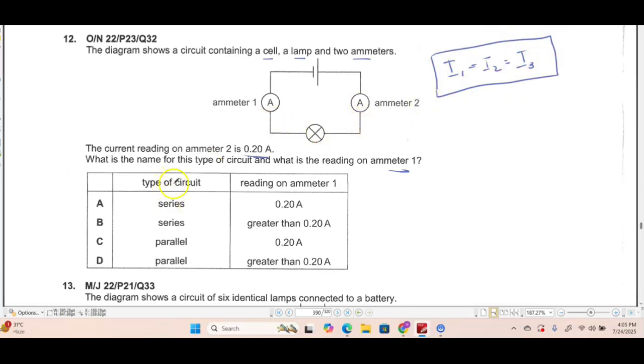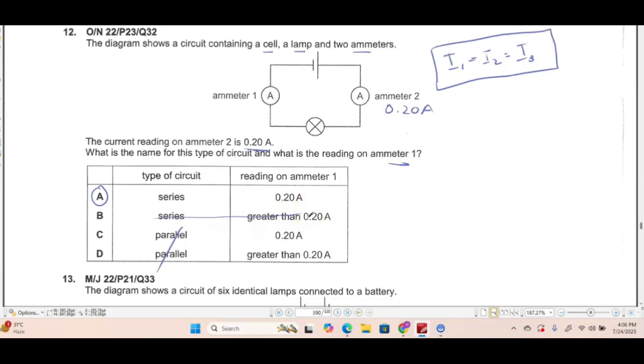So, first of all, we had to identify what kind of circuit it is. So, it's a series circuit. So, parallel circuit options go out of the window. And now we have to find out what will be the reading on ammeter 1. If the reading on ammeter 2 is 0.20 amperes, then the same reading is going to be on ammeter 1. So, 0.20 amperes it is going to be. So A is our correct option and B is not our correct option.